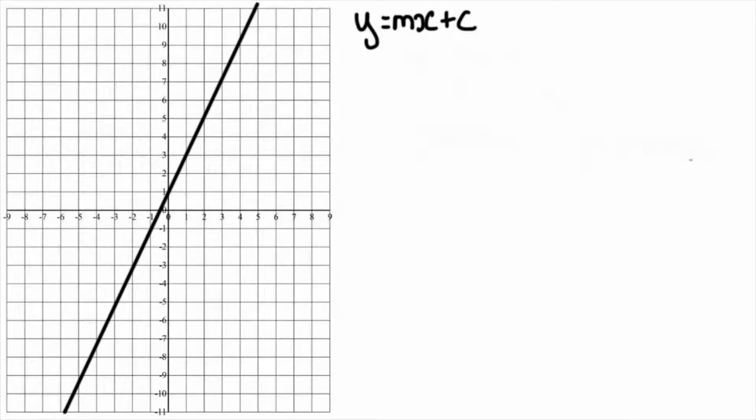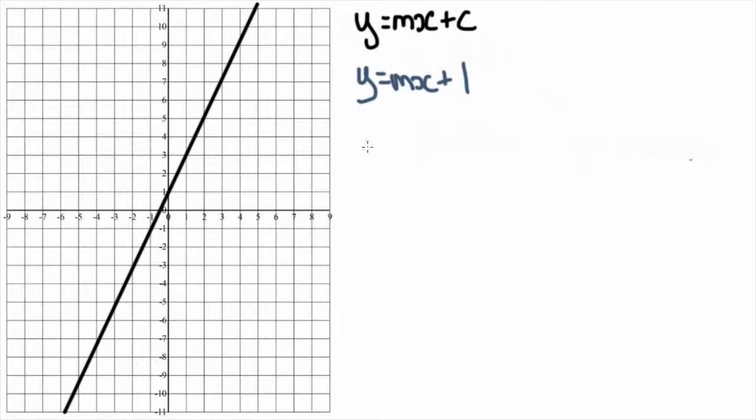Let's try to find the equation of the straight line on the picture. So we need to find two things, the gradient and the y-intercept. We can immediately see the y-intercept is 1, so we can start by substituting that in. So we can put y is equal to mx plus 1. Now all we need to do is find the gradient of the straight line.